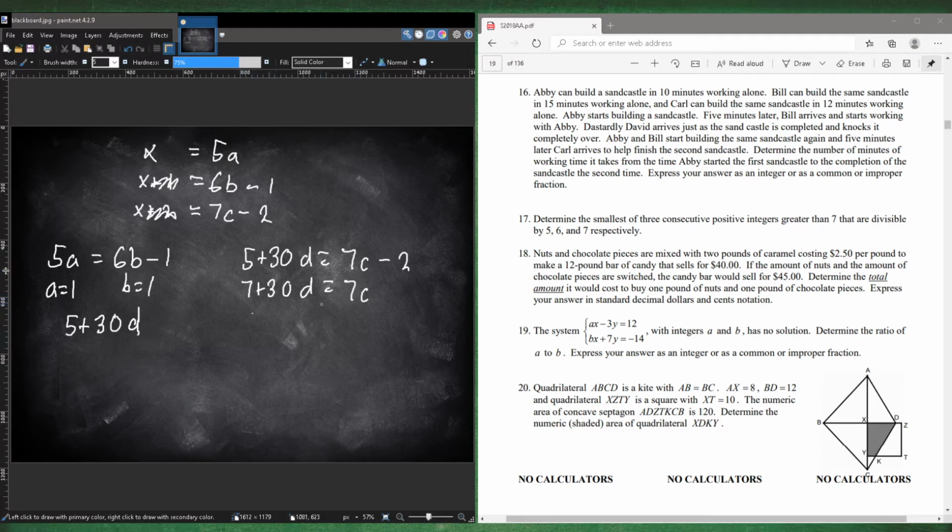So if you think about it, we divide by 7. That would be 1 plus 30 over 7 d is equal to c. That means the smallest value for d has to equal 7. We plug in 7 here. That means c is equal to 31.